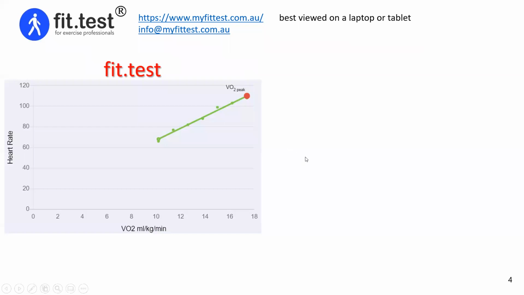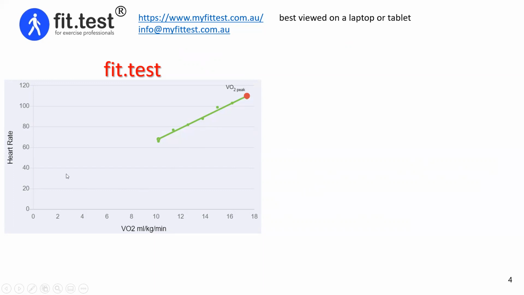Now, just to show you what fit.test basically does, it's a multi-stage test. It's individualized. So here we have an example of one of my real clients with 7 stages of exercise up to VO2 peak. This one happened to be a maximal effort one where the person reached their maximal effort level at the red dot. So there was no gap between the green line and the red dot.